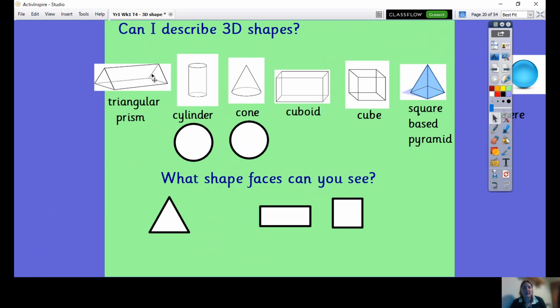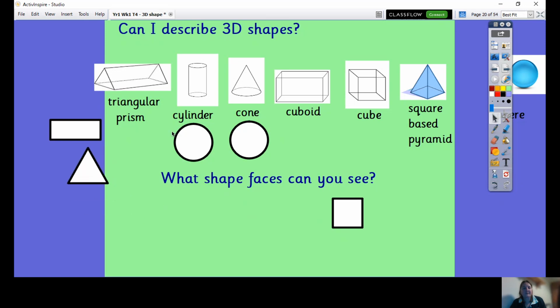What about my triangular prism? Now, if I drew around the bottom bit, I'd get a rectangle. If I drew around the side bit here, can you see that that is a triangle? My cuboid, now my cuboid is a rectangle. Now the sides could also be a rectangle depending on the size of it, or it could be a square.